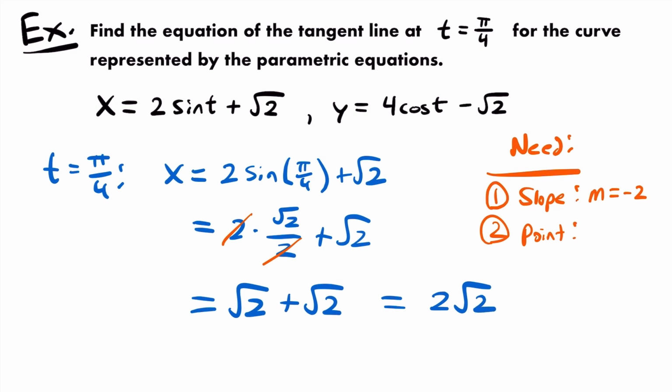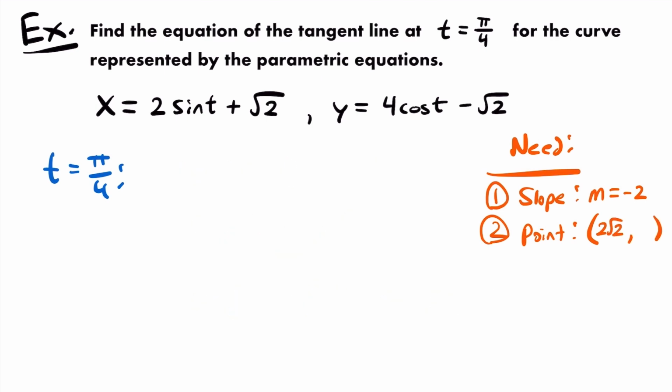So if we start to form our coordinate point here, we know that the x-coordinate is 2 times the square root of 2. But now let's find our y-coordinate. When t equals pi divided by 4, y will be equal to 4 times cosine of pi divided by 4 minus the square root of 2. All right, so we just replaced this t with pi divided by 4 because that's what t is equal to. And now cosine of pi divided by 4 is actually the same value as sine of pi divided by 4. It's also equal to the square root of 2 divided by 2.